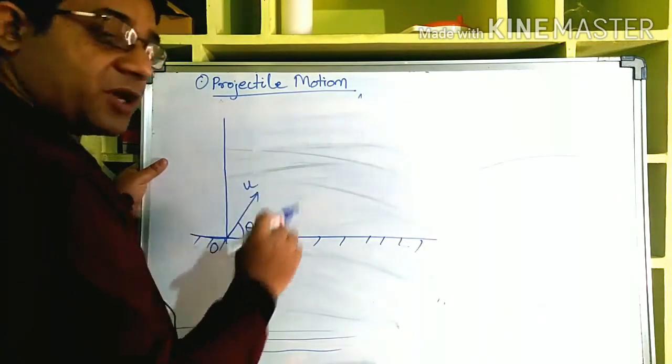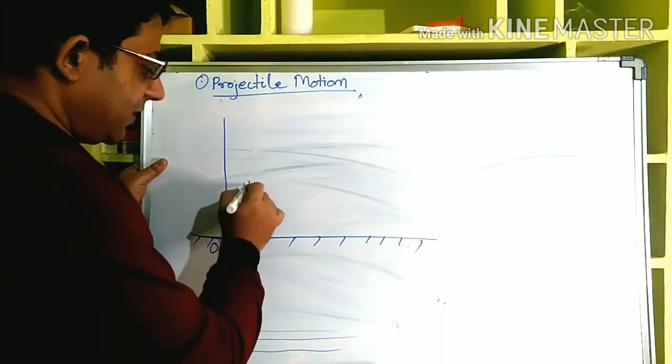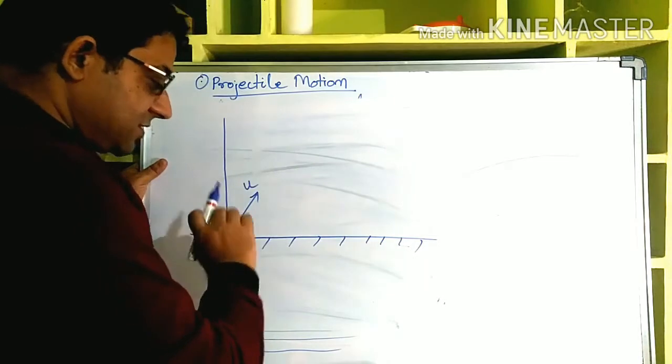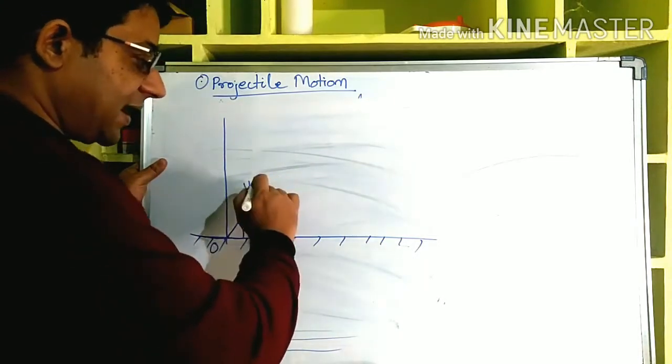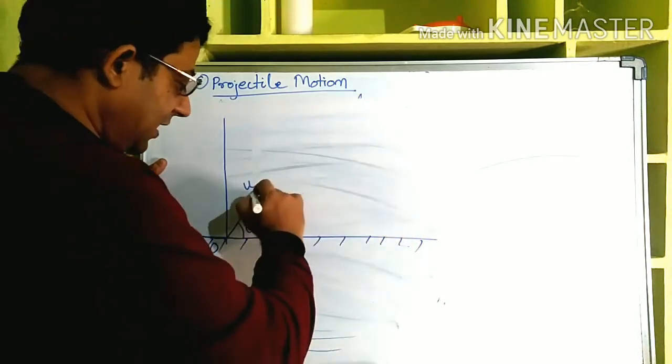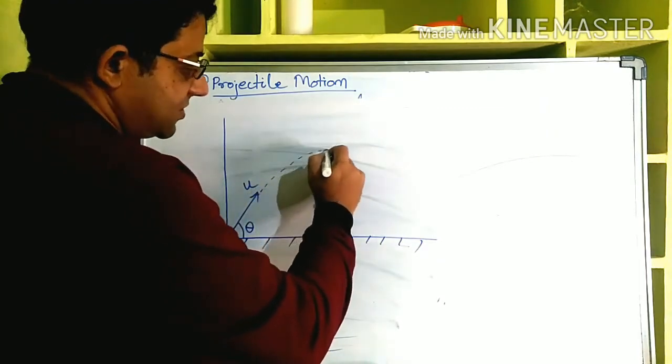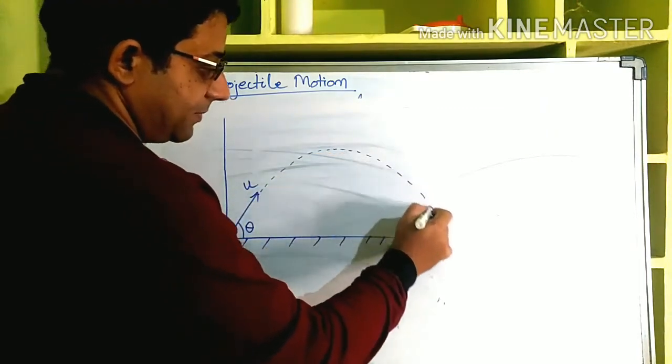So suppose you are throwing a body of mass m with a velocity u, and once it leaves your hand, it is in air only, right, till it reaches some maximum height, then coming back to the ground.